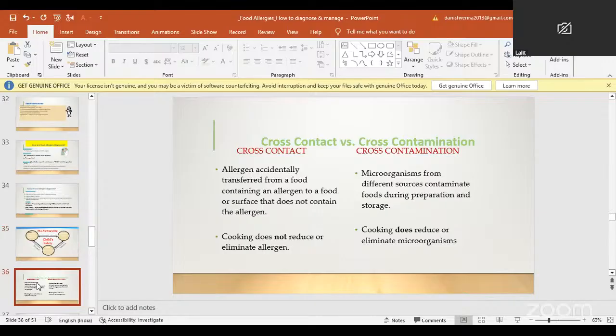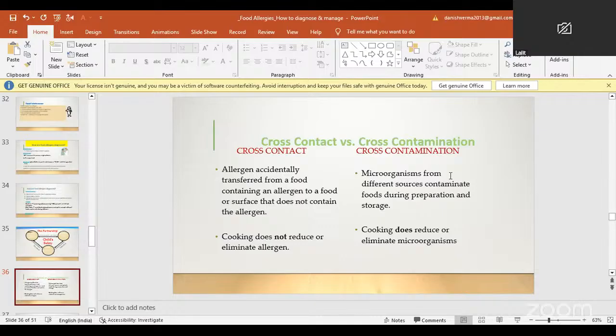Now, this is very important because there's something called cross contact and cross contamination. So basically, cross contact is your allergen accidentally transferred from a food containing an allergen to a food or surface that does not contain that allergen. Cooking does not reduce or eliminate this allergen. So basically, that allergen is transferred from one place to another. Cross contamination is with the help of microorganisms from different sources contaminating food during preparation and storage. So cooking does reduce or eliminate the microorganism.